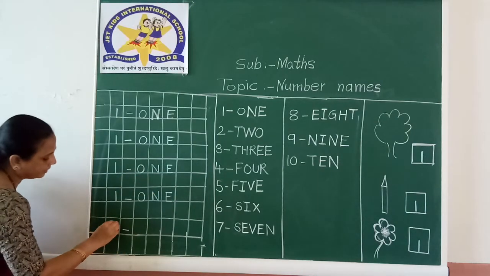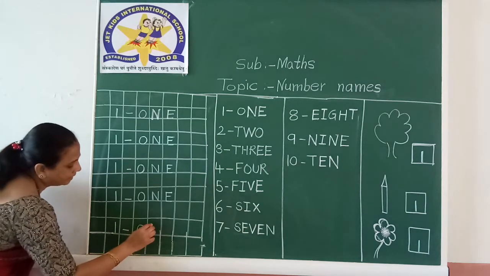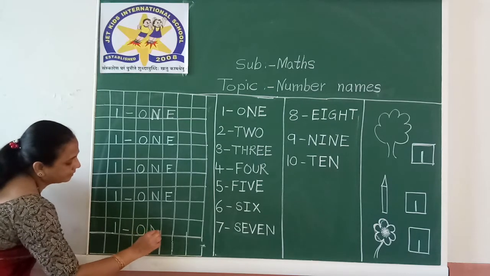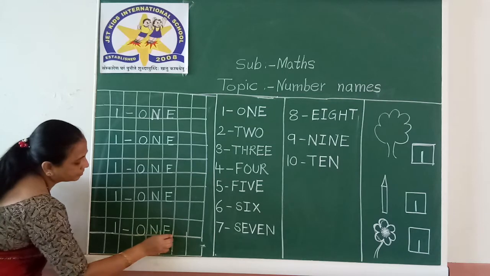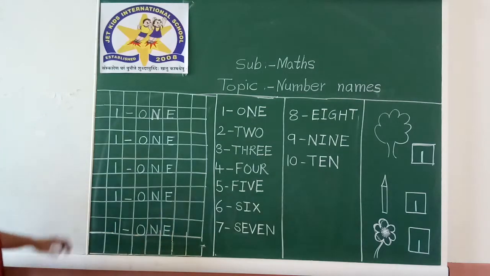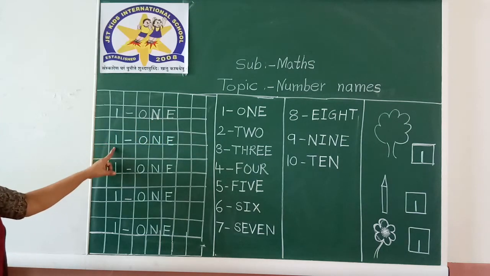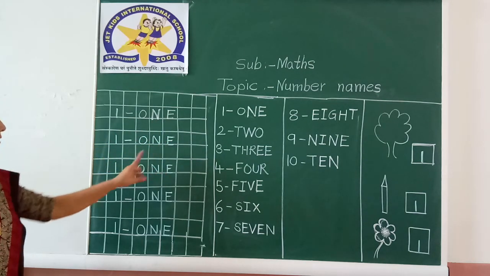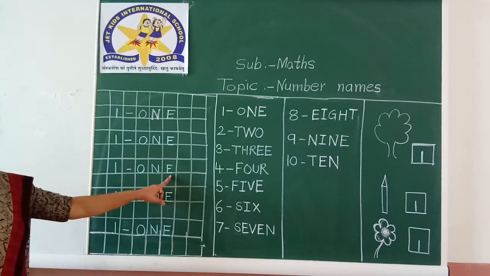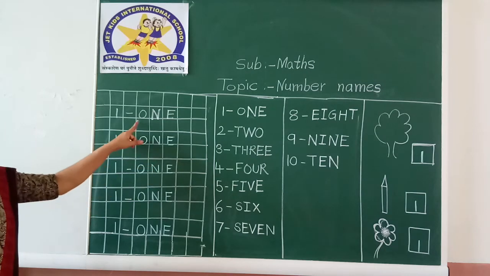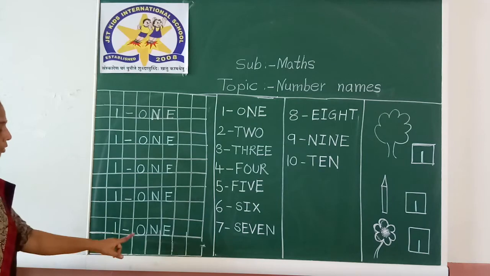Slowly, slowly, you have to write the number first, and then here you have to write the spelling of the number and say O and E, 1. So whole page you have to write like this. 1, O and E, 1. Like this, you have to practice for number name O and E, 1. Whole page you have to write number name O and E, 1.